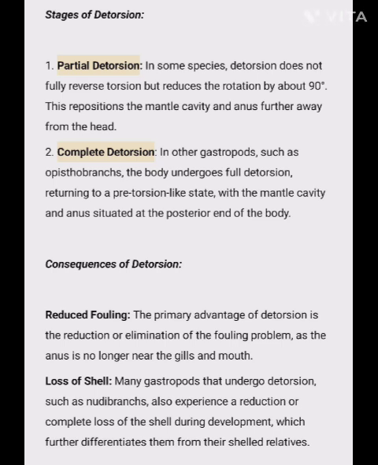1. Partial detorsion. In some species, detorsion does not fully reverse torsion but reduces the rotation by about 90 degrees. This repositions the mantle cavity and anus further away from the head.